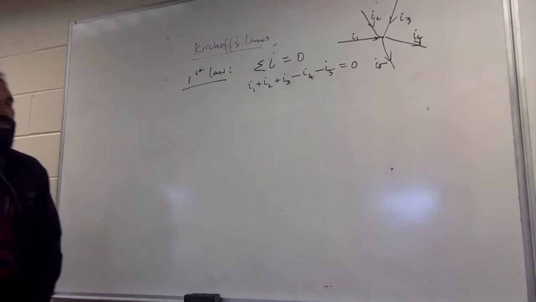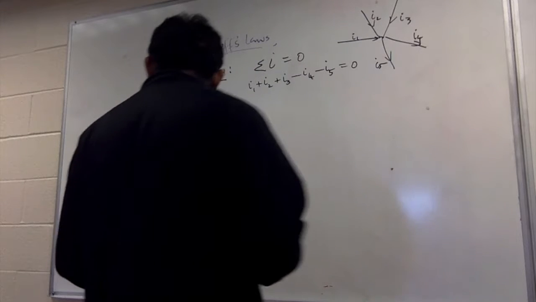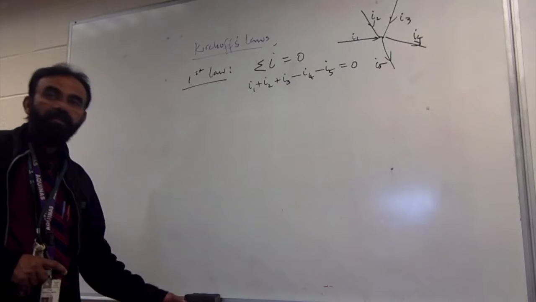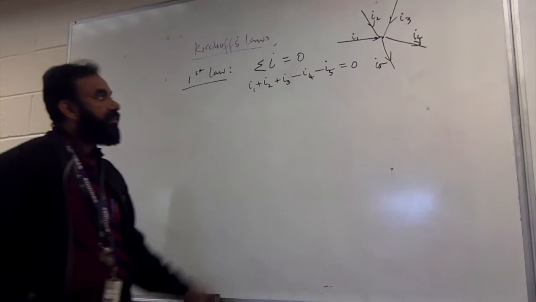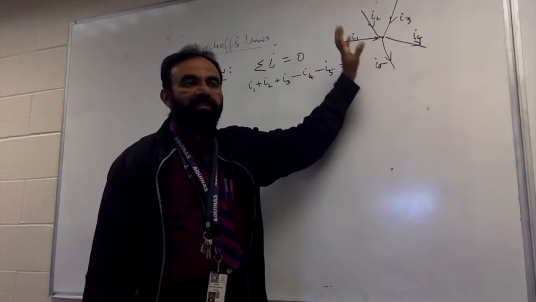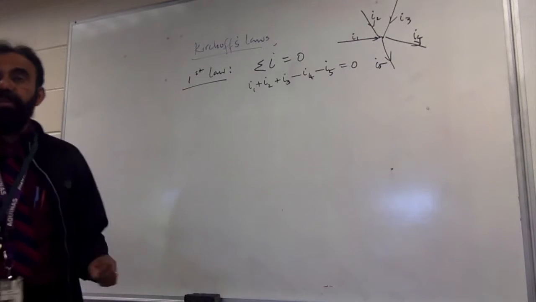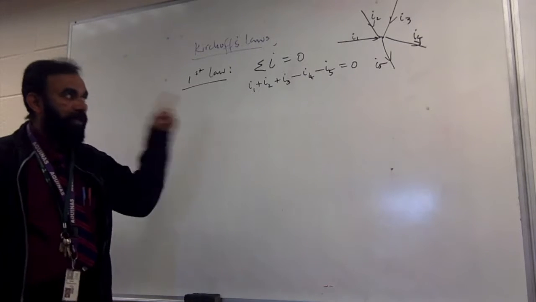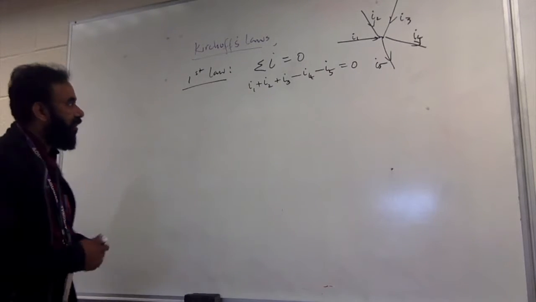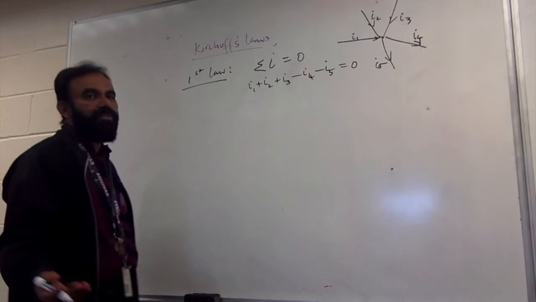Why is that rule true? Because charge is conserved. Since charges are conserved, if some number of coulombs are coming in per second, the same number of coulombs must exit. You cannot have charge accumulated somewhere. And that is why this rule holds. All the incoming currents equal the outgoing currents. That's the first law.